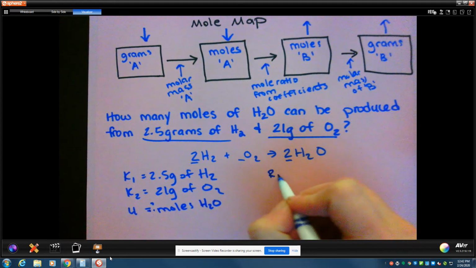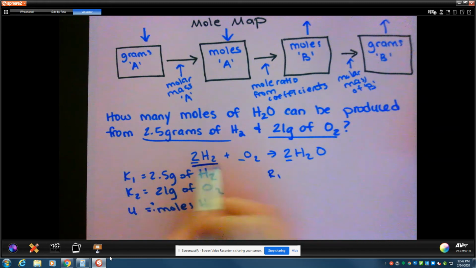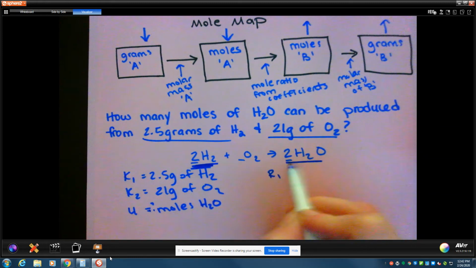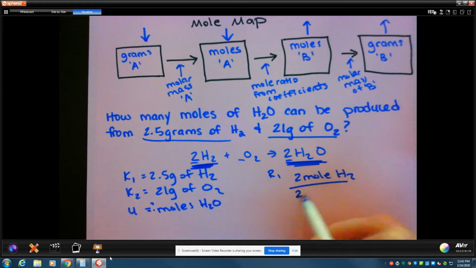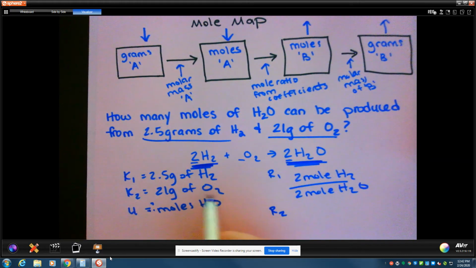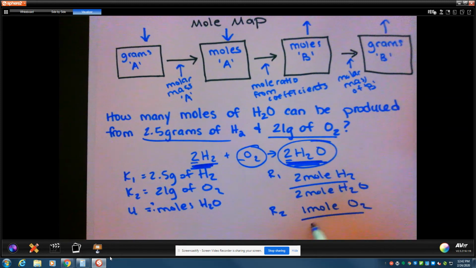Okay, so my relationship 1 has to relate hydrogen, because that's my known 1, to my unknown. So it's going to be 2 moles of H2 to 2 mole of H2O. My second relationship will be from my second known, which is O2, to my unknown, which should be the same thing both times. 1 mole of O2 to 2 mole of H2O.